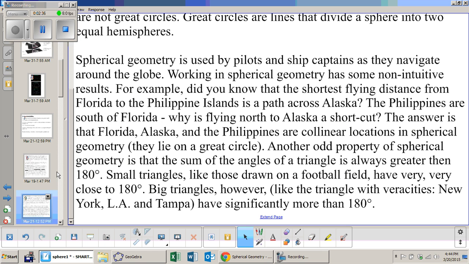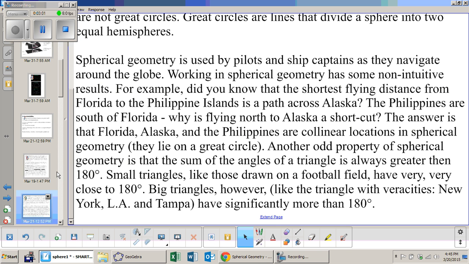For example, did you know that the shortest flying distance from Florida to the Philippine Islands is a path that crosses Alaska? The Philippines are south of Florida, so why is flying north to Alaska a shortcut? The answer is that Florida, Alaska, and the Philippines are all collinear locations in spherical geometry. That is, those points lie on the same great circle.